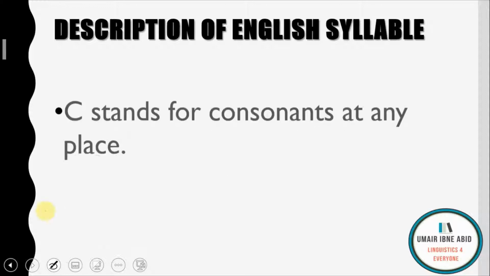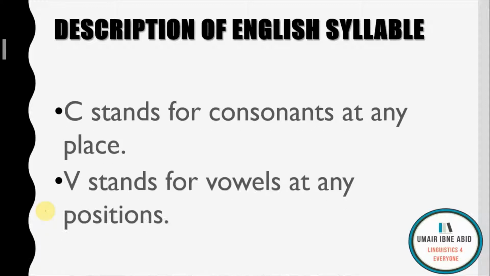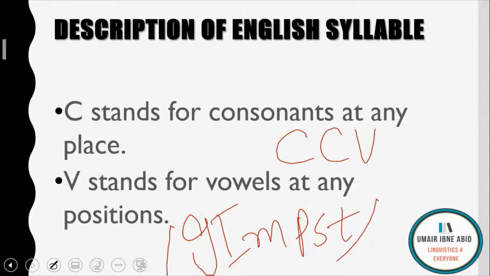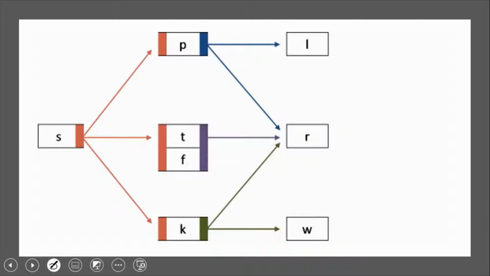So how do we describe it? C stands for consonant at any place and V stands for vowel at any place. For example, when I have this glimpsed, let me describe it. So C, once again C, then V, then C, C, C, C. The first C stands for the G sound, then the L sound, then the E sound, then the M sound, then the P sound, then the S sound, then the T sound.